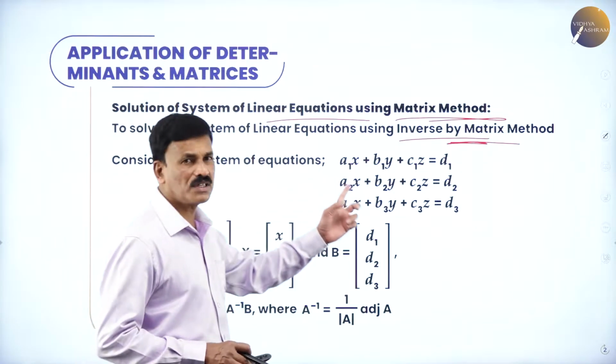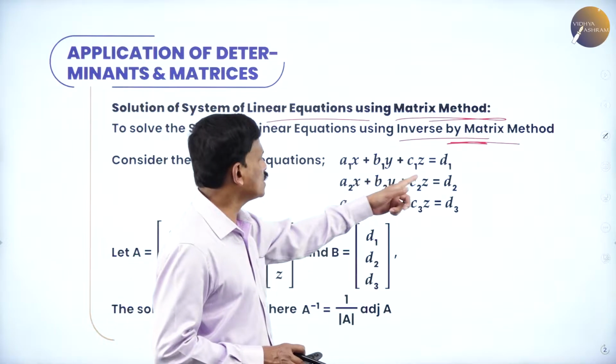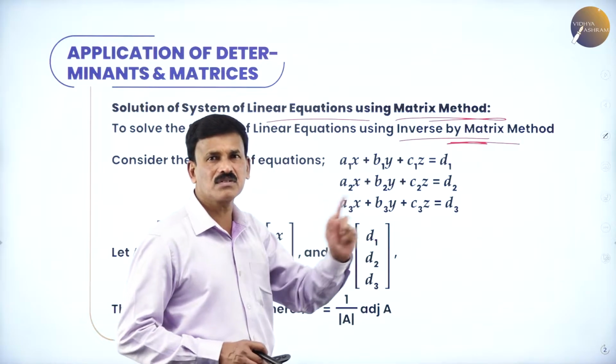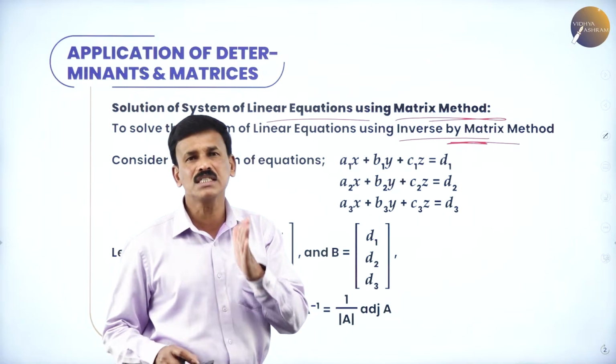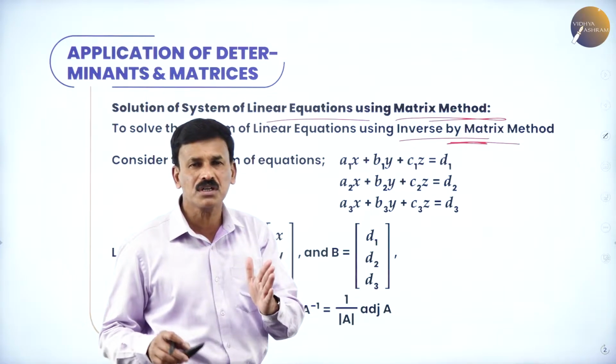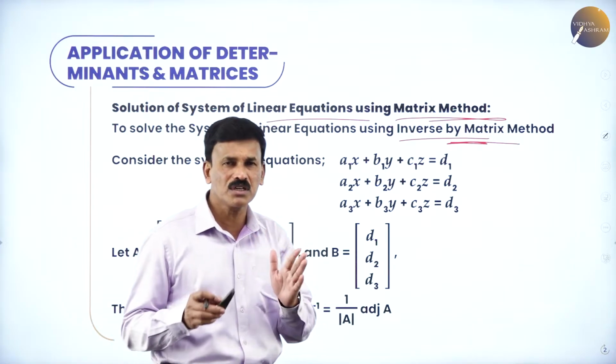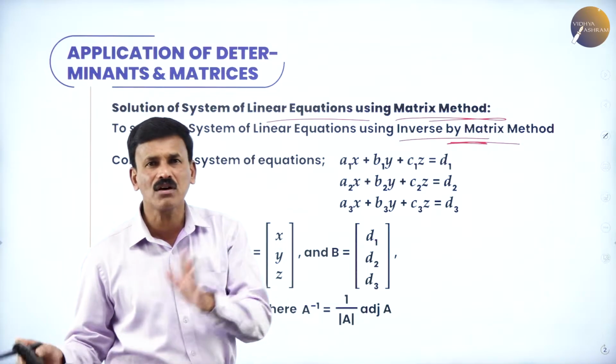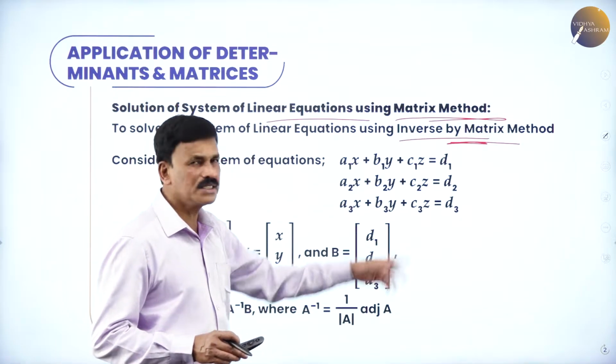Now let us check whether it is in order or not. x, y, z, constant; x, y, z, constant; x, y, z, constant. First check whether it is in order or not. If it is in order, put it in the form of an order x, y, z and a constant.